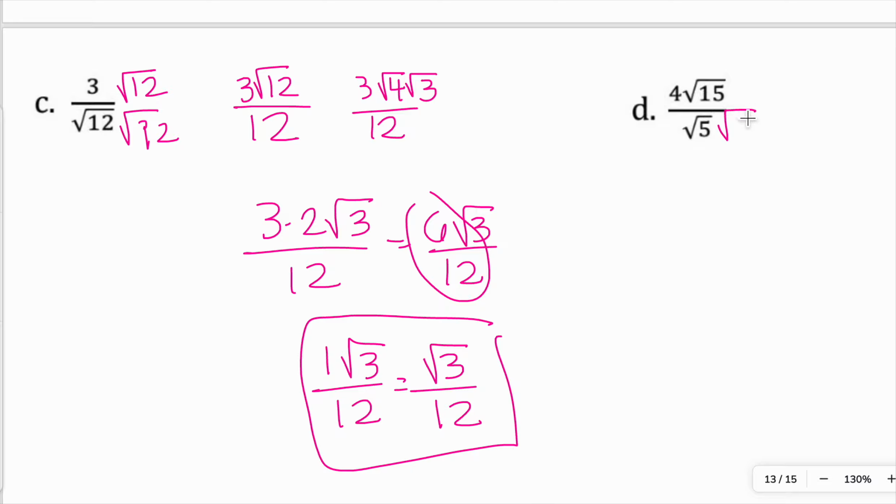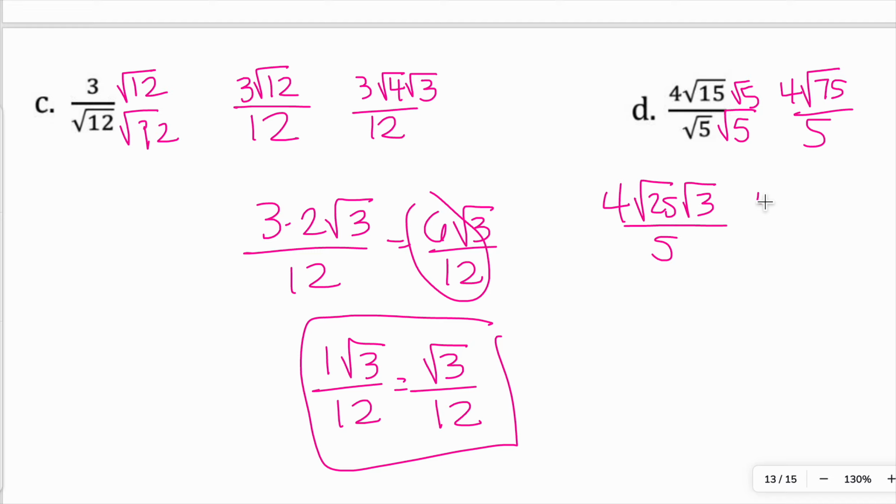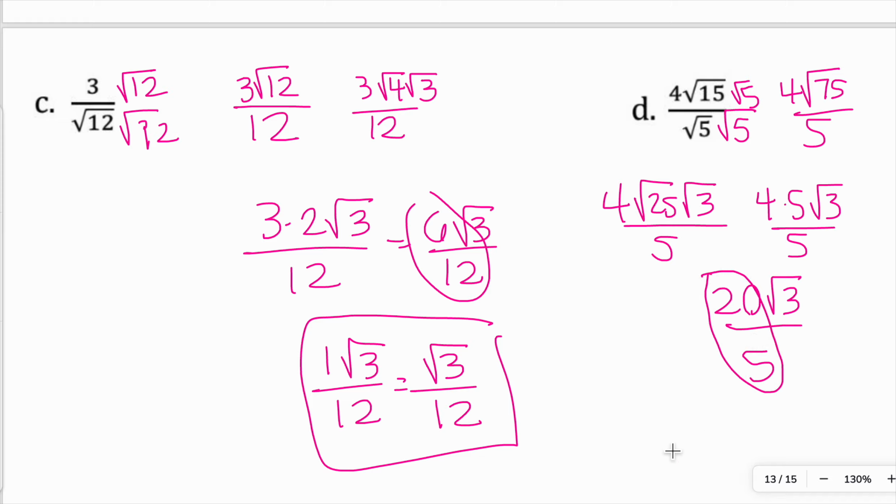And then for letter D, multiplying both top and bottom by square root 5 to get rid of that denominator with the square root first. So I'm going to have 4 square root 75 over 5. And then 75, remember, can be broken down into 25 times 3 over 5, or 4 times 5 square root 3 over 5. So that's 20 square root 3 over 5. And then keeping in mind, 20 divided by 5 is 4. So now that just reduces to 4 square root 3.